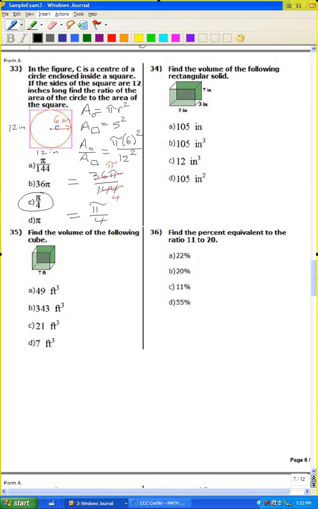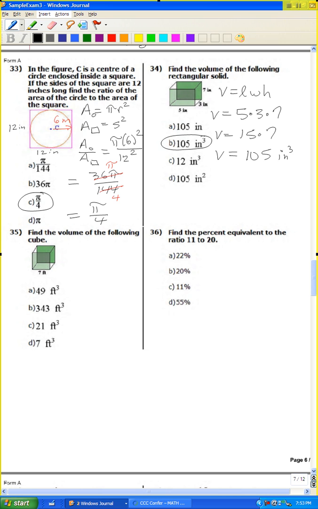Find the volume of a rectangular solid. Well, it turns out that the volume is just length times width times height. So all you have to do is just multiply these all together. And so 5 times 3 times 7. 5 times 3 is 15 times 7 is 105. And these are cubic inches. B.